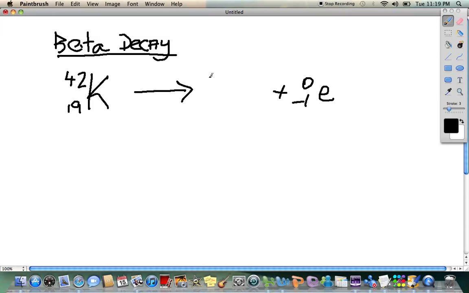And now I have to figure out what these numbers are. Now the top one's easy, because there's no change in mass with beta particles. They don't have mass. So when you lose a beta particle, the mass stays the same. However, you're losing a negative charge. So the charge actually goes up. 20 minus 1 is going to give you 19. So now you have to look up what element has an atomic number of 20, and that would be calcium.